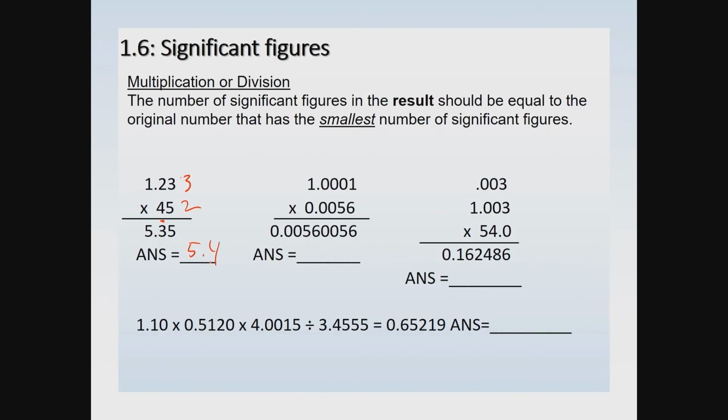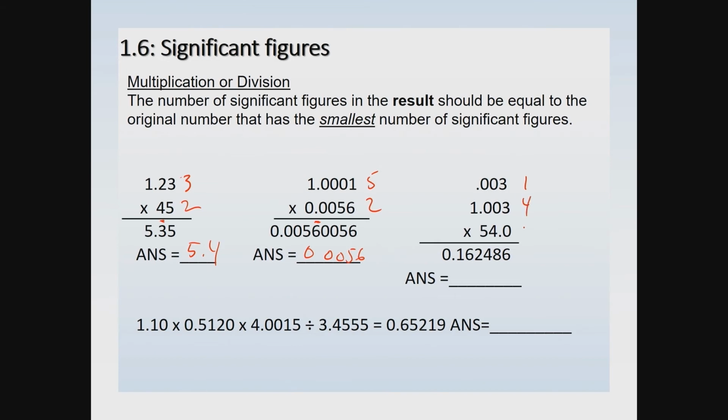Okay, the next one, we have 5 significant figures here. We have 2 here. And so what we want to do is round the answer to 2 significant figures. So this is the uncertain digit here. We have a 0 next to it, so we do not round up. So it's going to be 0.0056.